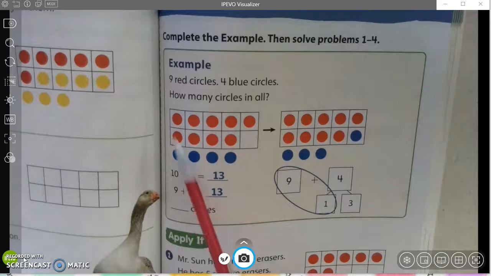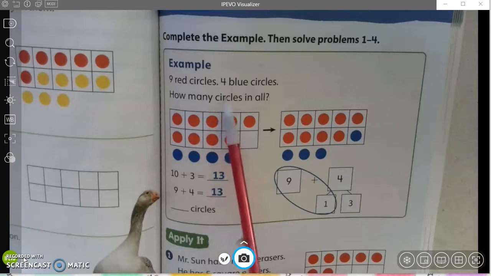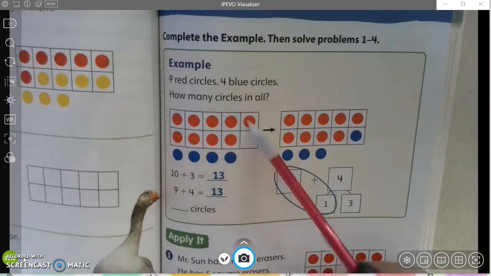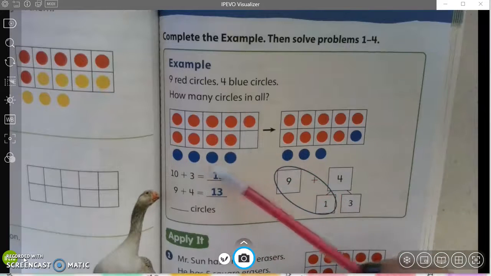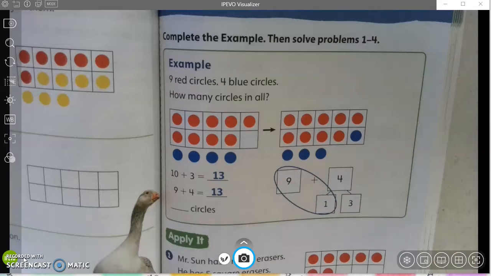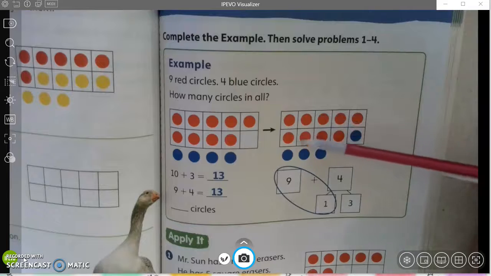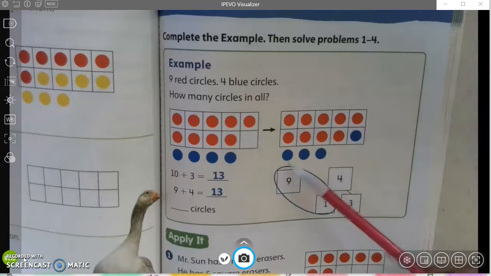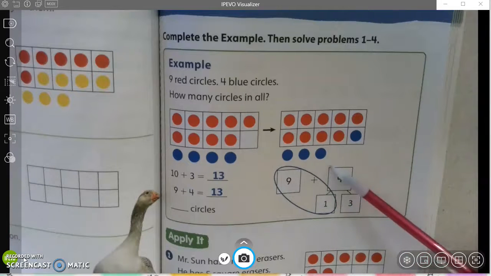And looking at the example, I'm on page 297. There are 9 red circles, 4 blue circles. How many circles in all? So first they put their red circles, and then they put their blue circles. But they see that there's a spot in their 10 frame where it is missing. So they move one of their blue circles up to that empty spot in the 10 frame. So they can quick look at this and say, oh, this is full, here's 10, and here's 3 more. 10 and 3 more is 13.